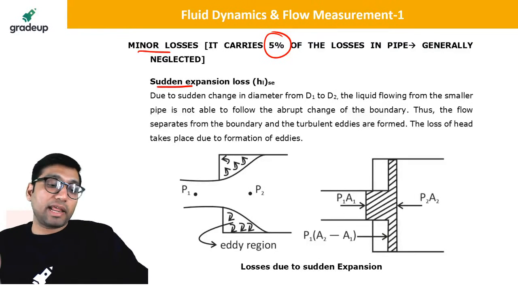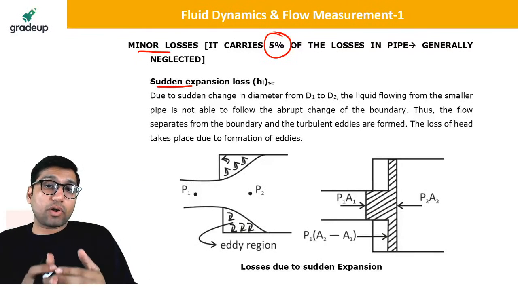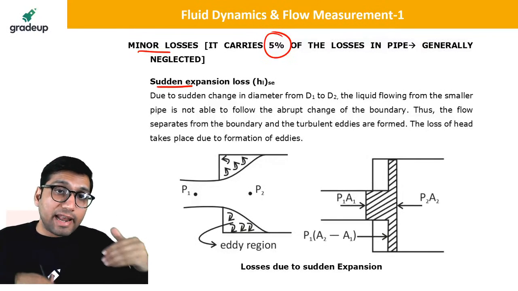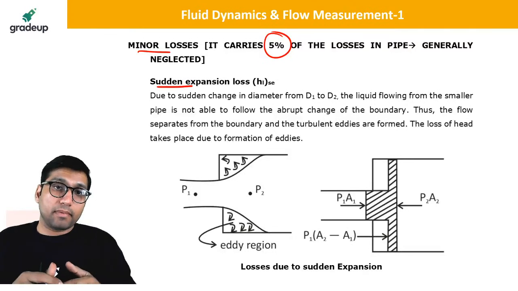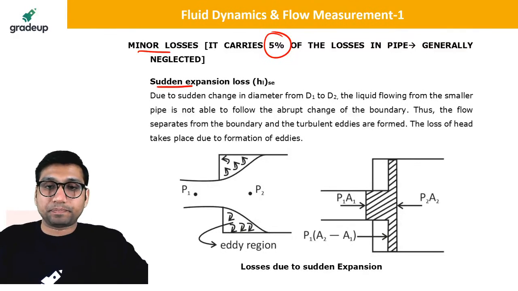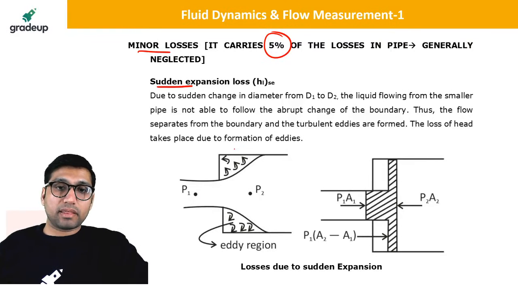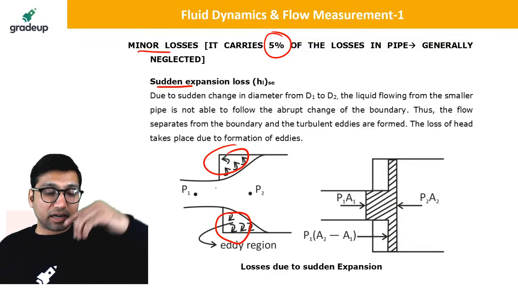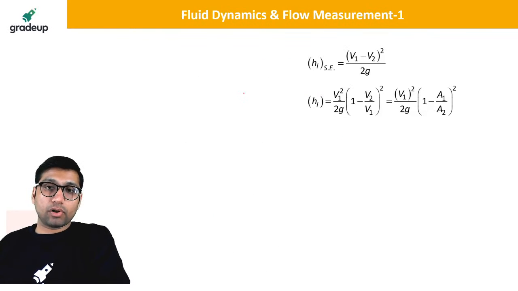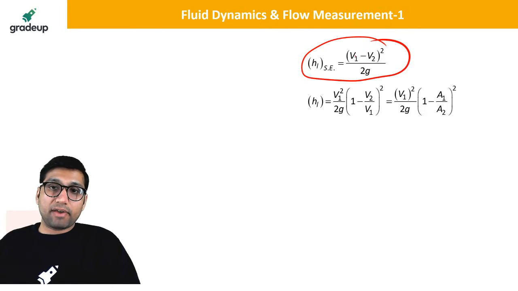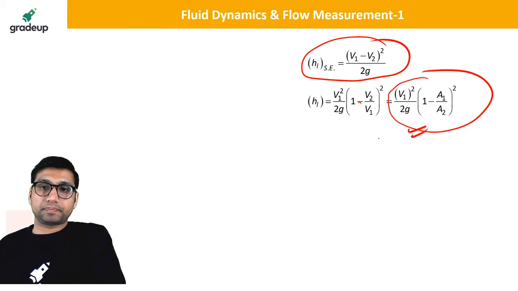Okay, so these losses only take place when there is sudden reduction or increment of the area, or suddenly there is an entry to a particular section of the pipe, or there is an exit from the pipe. Then these losses will take place. Sudden expansion loss basically takes place due to formation of eddies. When sudden expansion takes place due to formation of turbulent eddies, there is a loss that is called sudden expansion loss. This sudden expansion loss is given by (V1 minus V2) whole square by 2g. If we take V1 square by 2g common, this will be 1 minus V2 by V1 whole square. This is the formula for sudden expansion loss.